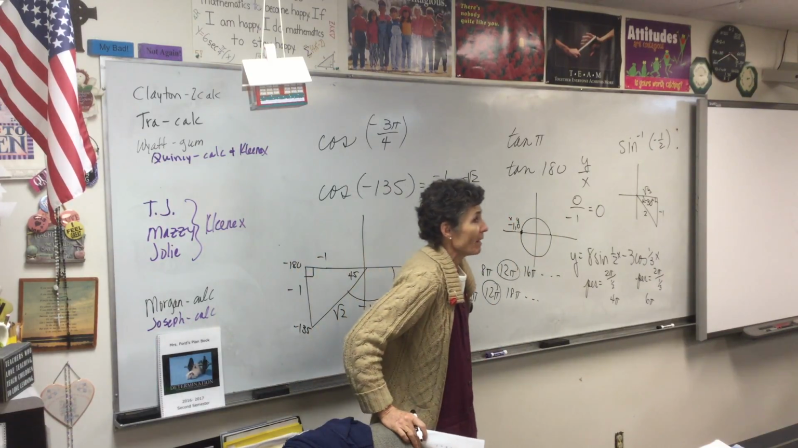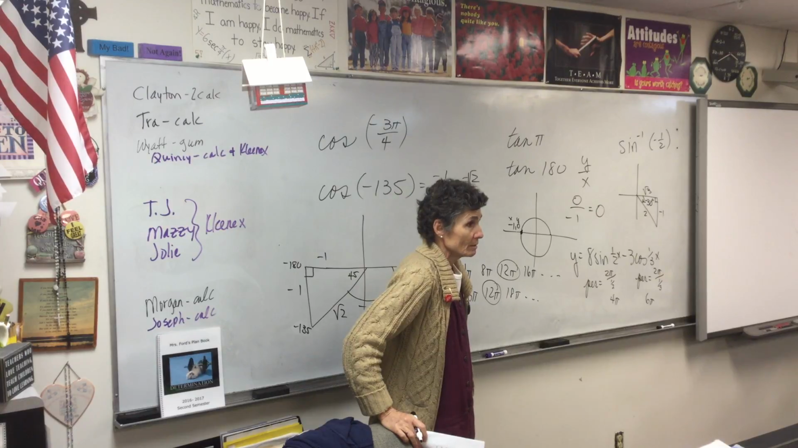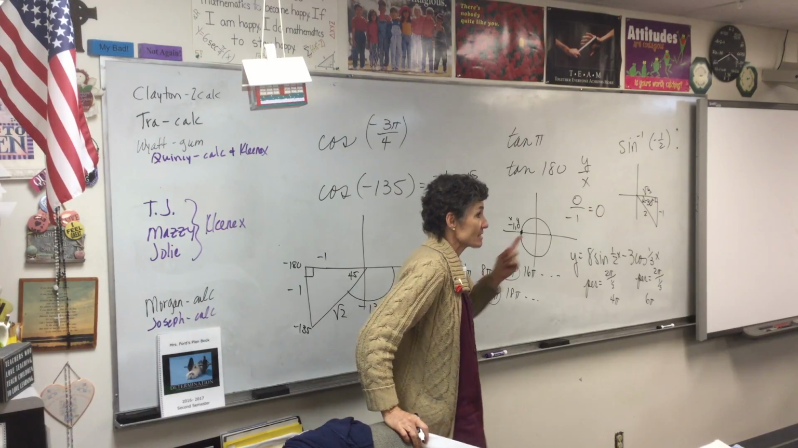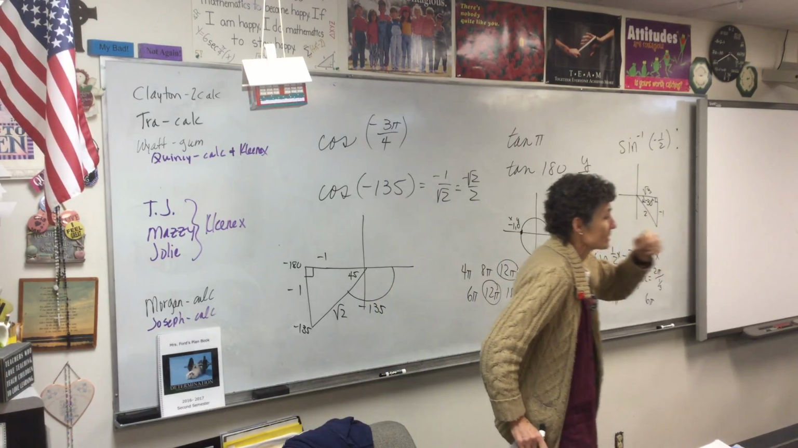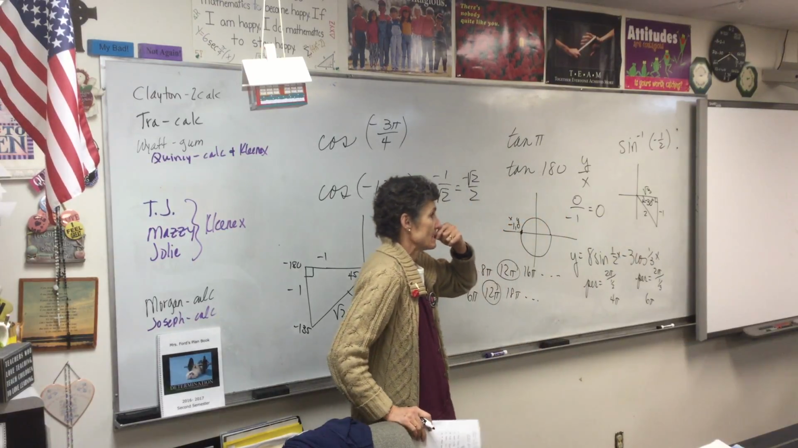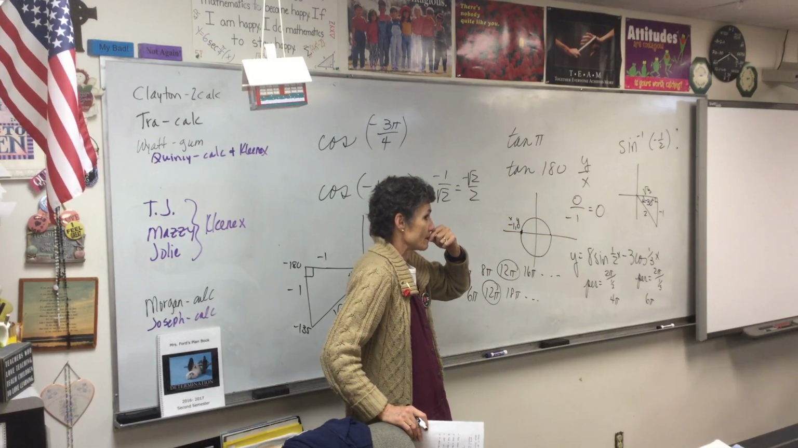What happens if you say positive 30? Well, you miss it, because that's in quadrant 1. Positive 30 is in quadrant 1. It's got to be negative 30.